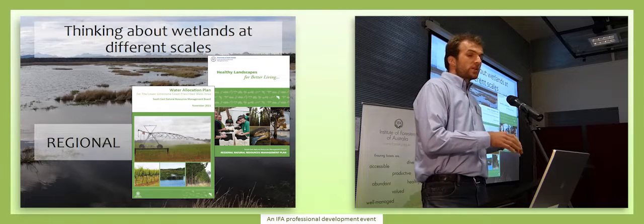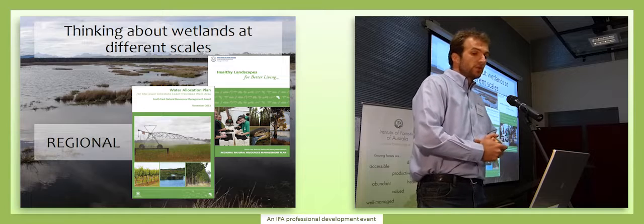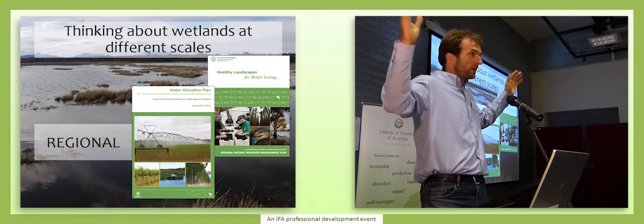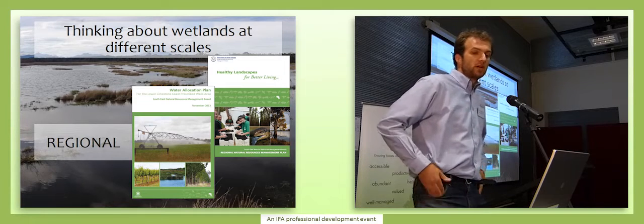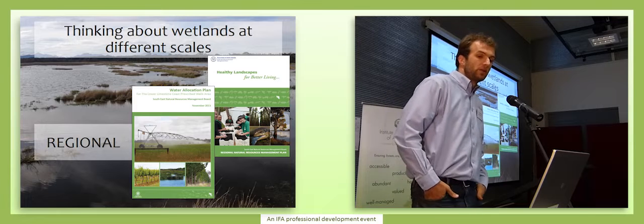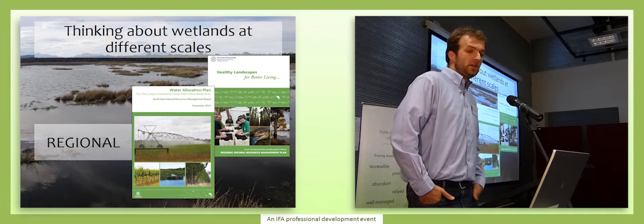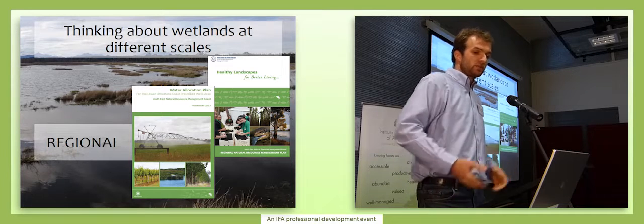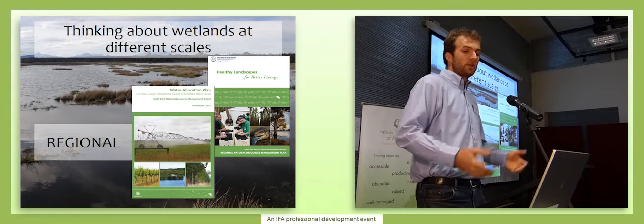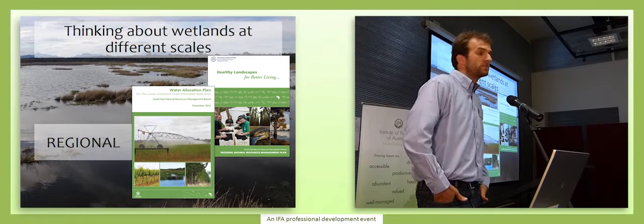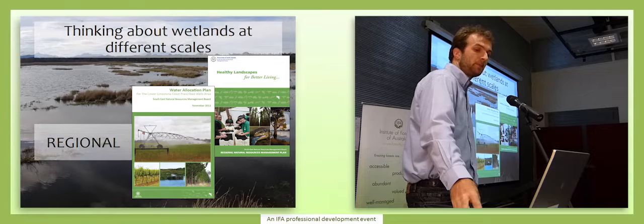So jumping to this question and looking at this issue at different scales, we'll start with the big picture, regional scale, and it's at this scale that you've got images there of the water allocation plan and the NRM plan. These are the guiding documents that take the bigger picture stuff and make it work, theoretically, and I think certainly we're trying to do our best with this, at the regional scale.